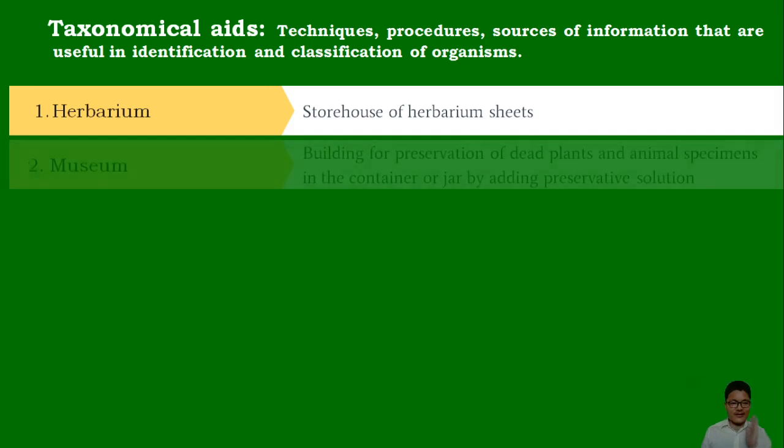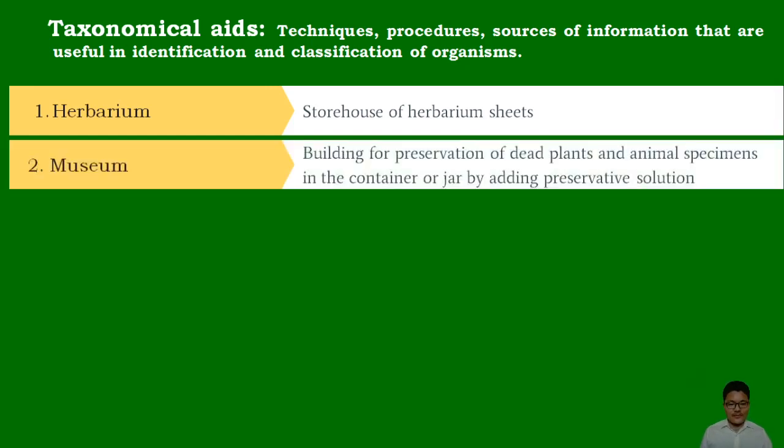Okay. So, museum. All of you know that a museum is a building for preservation of dead plant and animal specimens. Usually these are kept inside preservative solution. In the case of dead animals, we used to stuff them with either straw or any stuffing agent.